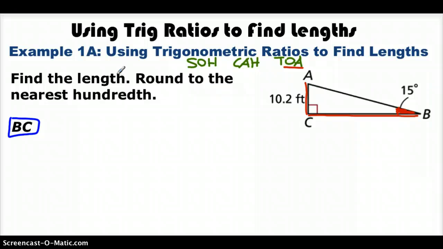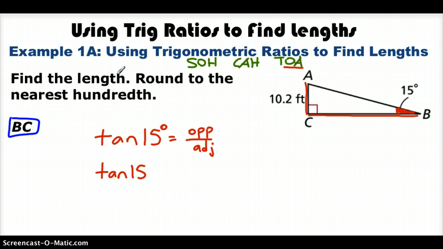So what we would do in this case is write the tangent of 15 degrees is going to be equal to, for right now, I'll just write opposite over adjacent. Now the tangent of 15 degrees is going to be equal to, well, that opposite side of AC is 10.2 feet. And the adjacent side, the one that's connected to B, is BC. So I'm just going to write this as BC.